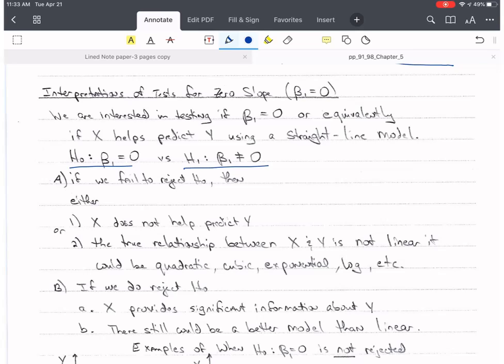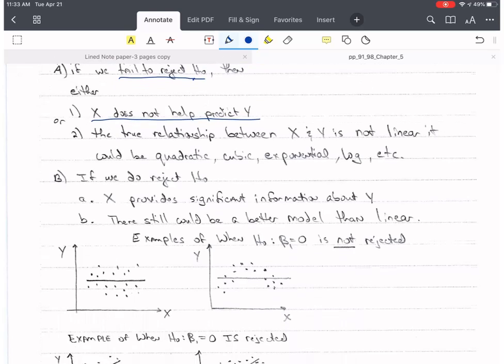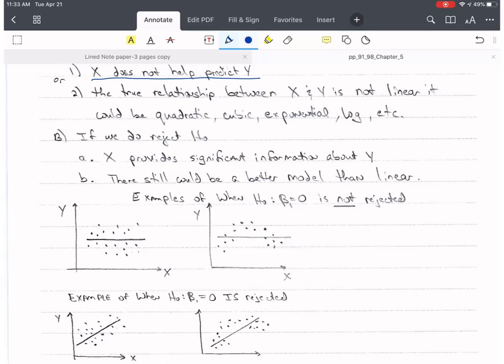And if we fail to reject h naught, in other words, if beta 1 can be said to be 0, then either x does not help to predict y, or the true relationship between x and y is not linear. It could be quadratic, cubic, exponential, log, square root, what have you. But it wouldn't be a straight line. If we do reject h naught, then we'd say that x provides significant information about y, and there still could be a better model than linear.